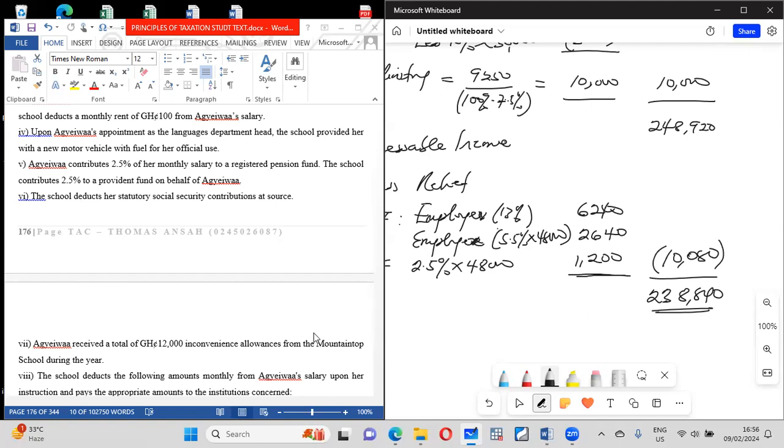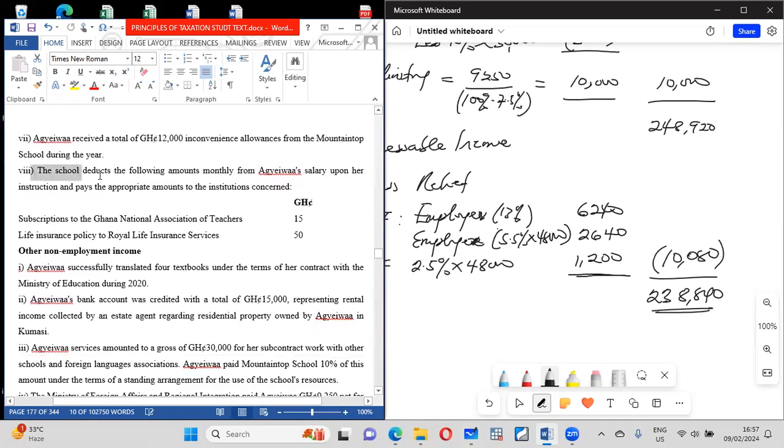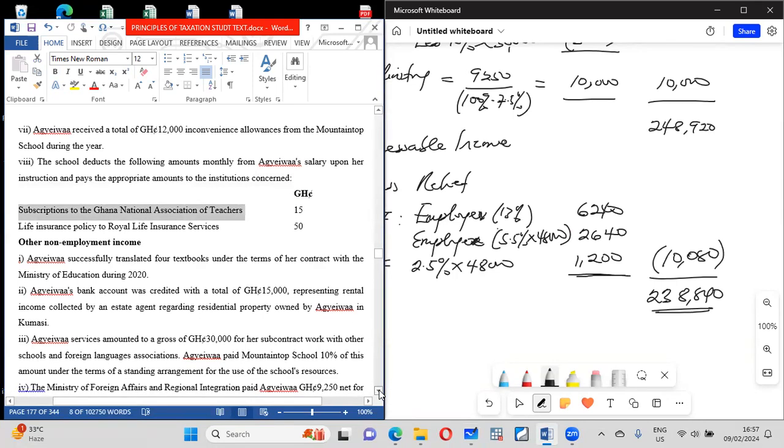Then the B part said something. You see, these are deductions she is making: subscription to the National Association of Teachers, life insurance policy. All these things are taken off. We don't treat these things in our employment income again. Had it been that she's paying this money as a contribution to a worthwhile cause, it could be something we would have taken care of, but these ones are not worthwhile causes.